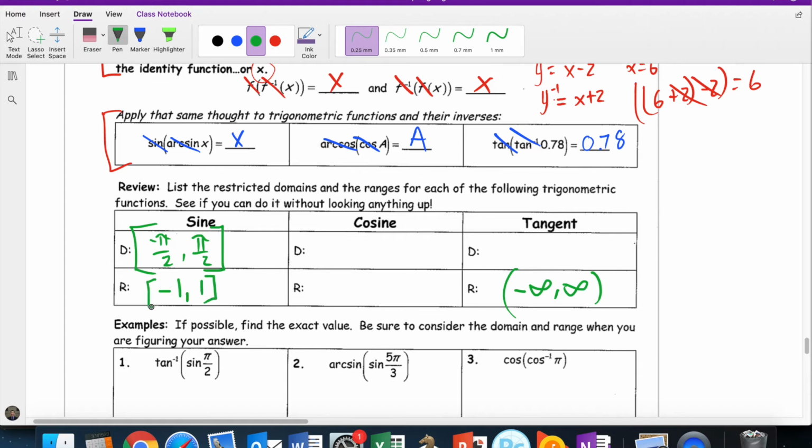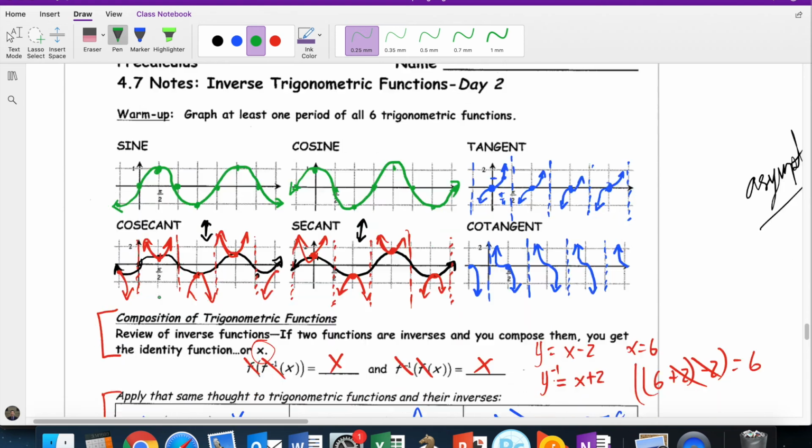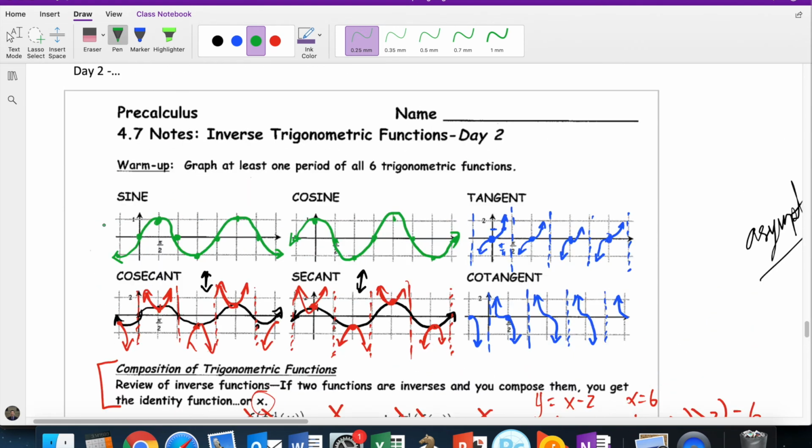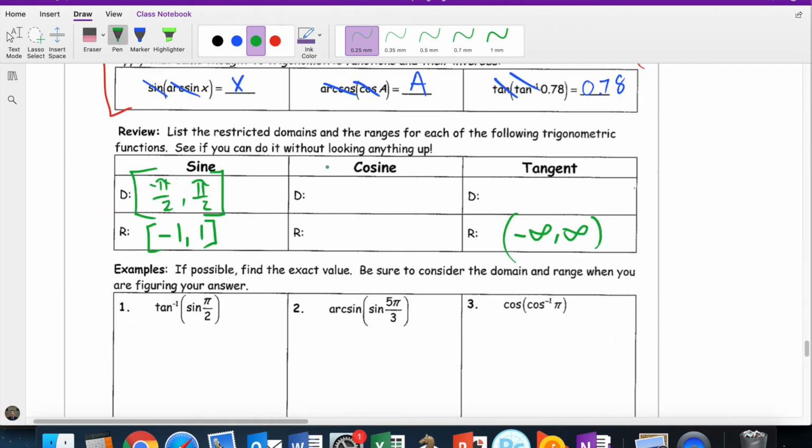That's exactly right. If we look back here to the graph of sine that we did, the highest it ever went was positive 1, and the lowest it ever went was negative 1. So from 1 to negative 1. That would be its range. Okay, cosine. Somebody give me the domain for cosine.